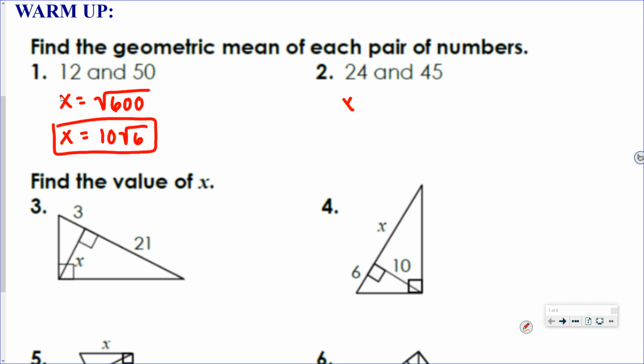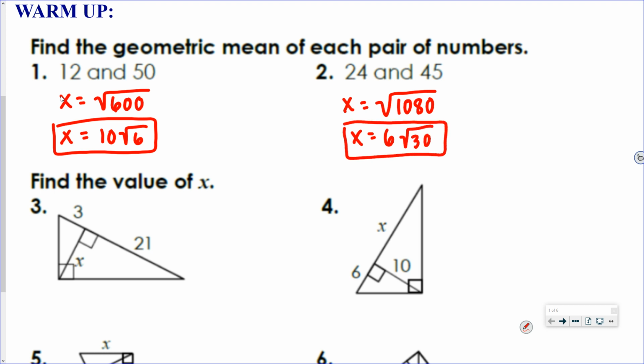All right, same thing for number 2. Geometric mean is the square root of the product. 24 times 45 is 1,080. Woof, that's a big number. Did anybody find the perfect square that went into that? Matthew? 36. It is 36. Good job. So the square root of 36 is 6, and it's 36 times 30, so 6 root 30.